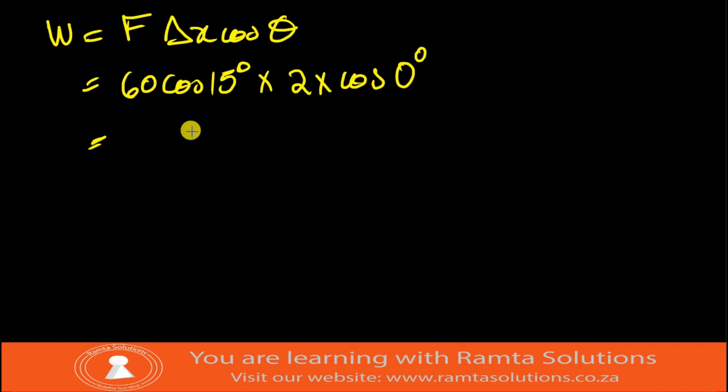So our answer is, I know cos 0 degrees is 1, okay? So this is 115.91 joules, correct to 2 decimal places. This is positive work done. So energy has been transferred to the object in order for it to move. Can you guys see that?